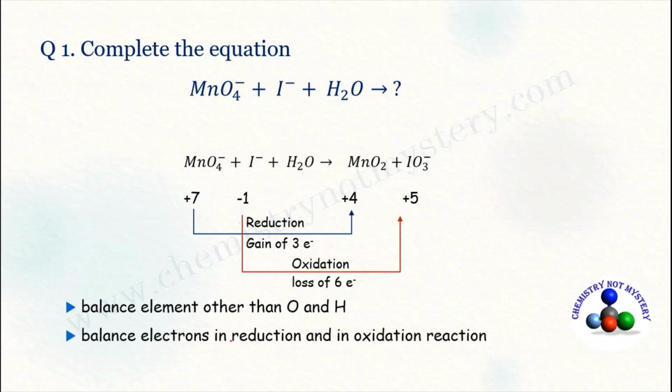Now balance the electrons in reduction and in oxidation reaction. In reduction, there is gain of 3 electrons, while in oxidation, there is loss of 6 electrons. So here we need to multiply the reduction reaction by 2. When you multiply this equation by 2, you have to write 2 in front of MnO4 negative and in front of MnO2.